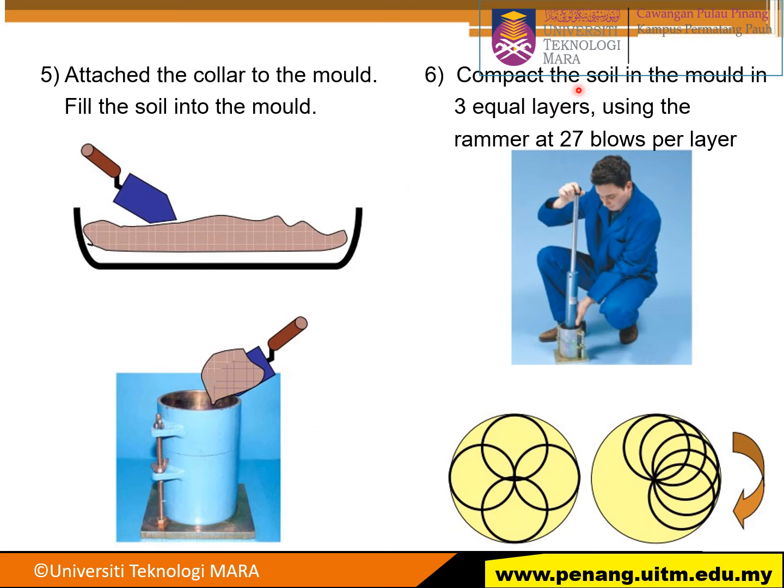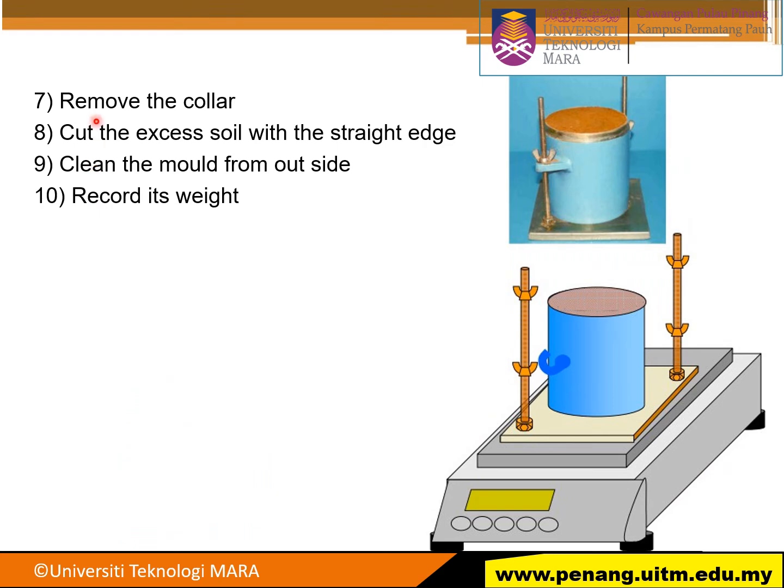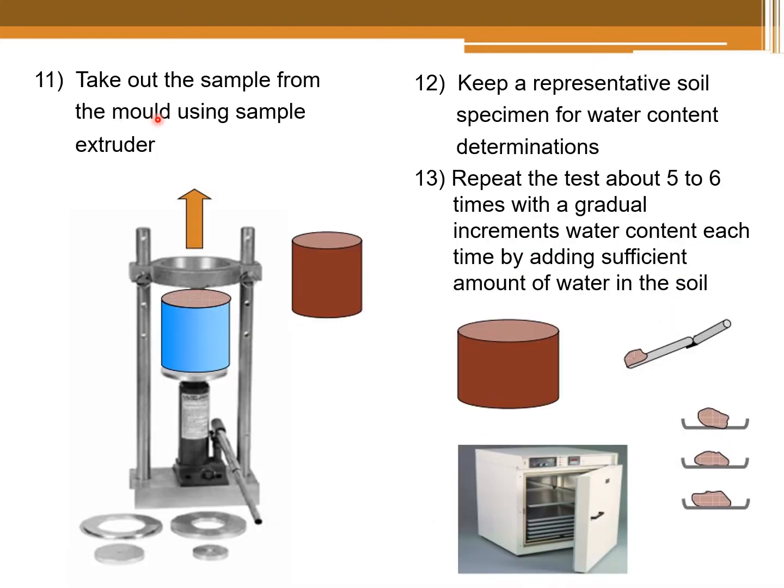Then you compact the soil in the mold in 3 equal layers using the rammer at 27 blows per layer. After that, you remove the collar and cut the excess soil with a straight edge. Clean the mold from the outside and record the new weight of the mold and the soil. Then take out the sample from the mold using a sample extruder. Keep a representative soil specimen for water content determination.